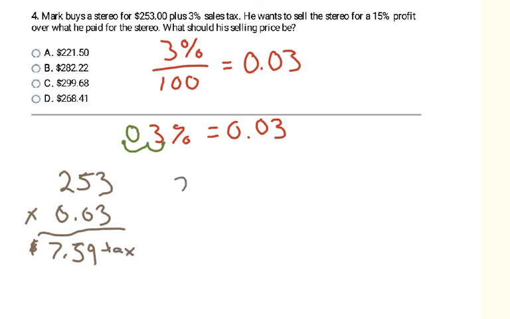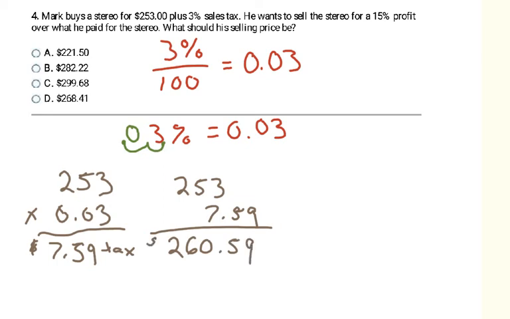So the cost of the stereo plus tax is going to be $260.59. That's what Mark pays for the stereo. Now he wants to resell it for profit, and he wants to make 15% profit.